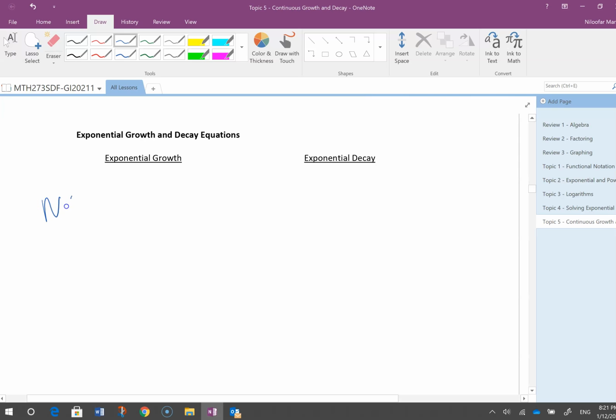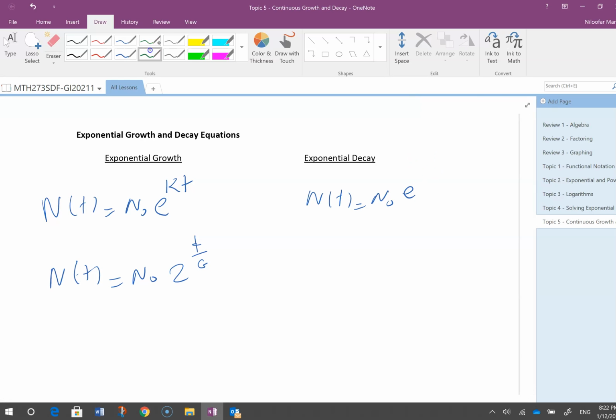Let's compare them. I have N(t) equal n0 e power kt. Then N(t) is n0 2 power t over g. For decay, N(t) is n0 e power minus kt, because it's decay, and the other is 2 power minus t over g.